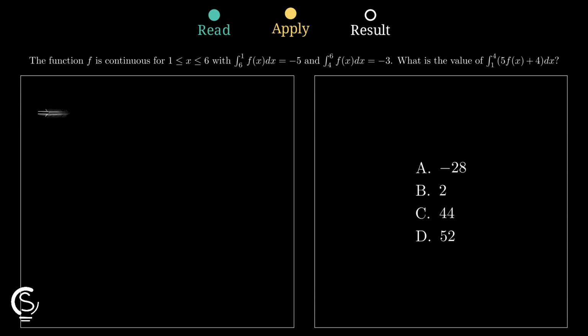Next, we use the additive property of integrals. The integral from 1 to 6 equals the sum of integrals from 1 to 4 and 4 to 6. This helps us isolate variables.